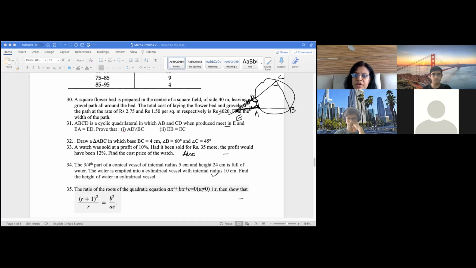Okay, so second part we have to prove EB is equal to EC. Now in cyclic quadrilateral we have proved EAD is equal to ABC, right? EAD is equal to ABC. We have proved because these are parallel. So we can say angle EAD is equal to angle ABC.